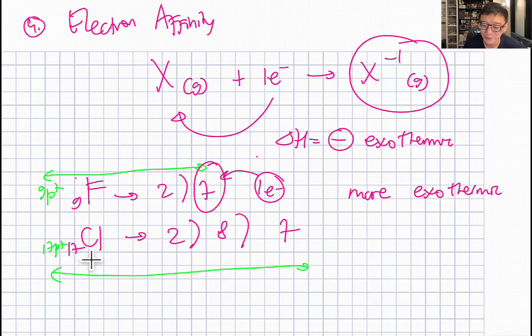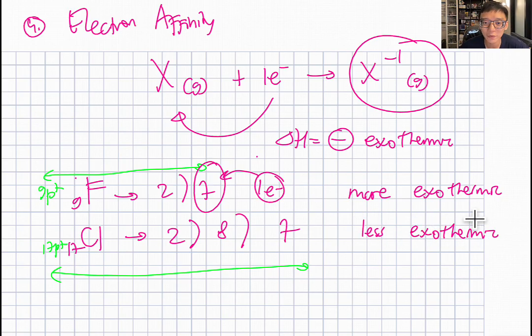Well, for Cl, because the distance between the police station and the outer shell is further, imagine the attraction force is actually weaker. So when you bring your electron to the outer shell, it will not react as violently, or as aggressively, compared to F. Because for F, it's closer to the nucleus, and the attraction force overall is stronger there. For Cl, the attraction force is less strong, due to the larger atomic radius. So it's kind of less exothermic.